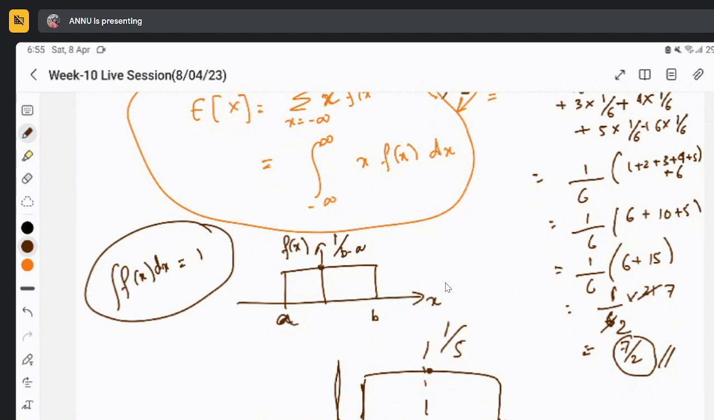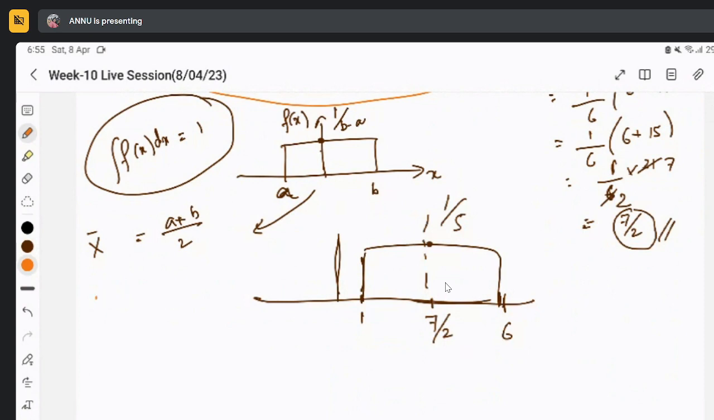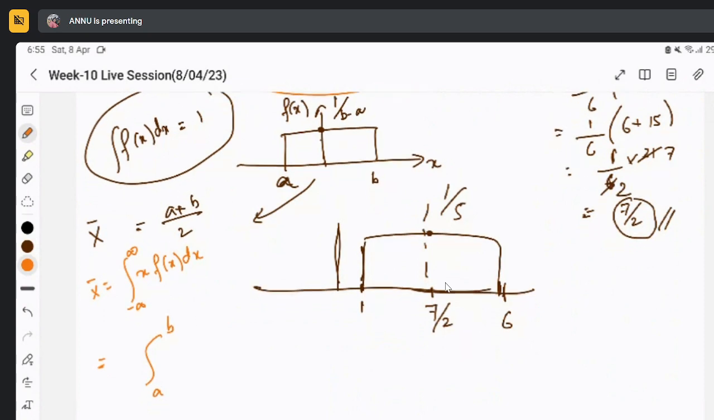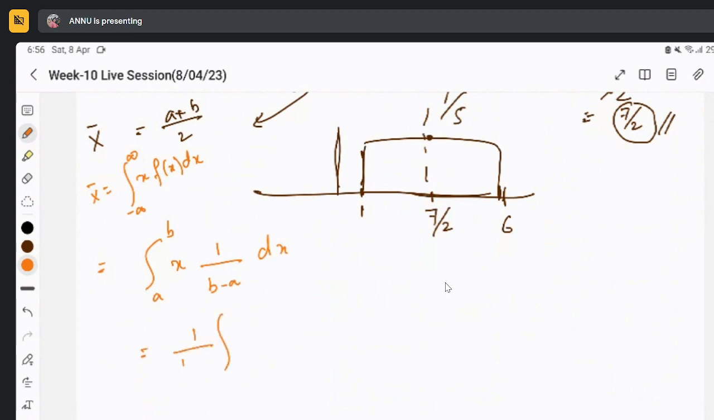And if you calculate the mean of it, the mean is (A plus B) by 2, which is the expectation, x bar. How do you calculate it? Using the same formula, x bar is equal to the integral of x into f(x) dx, from minus infinity to infinity. Here we take A to B, positive only, where f(x) is 1 by B minus A. So this is 1 upon B minus A, integral of x dx from A to B.